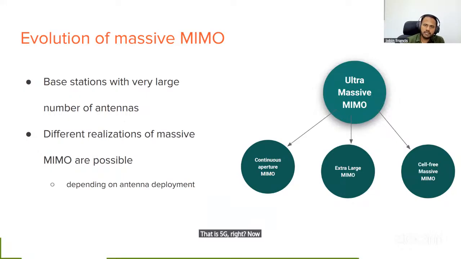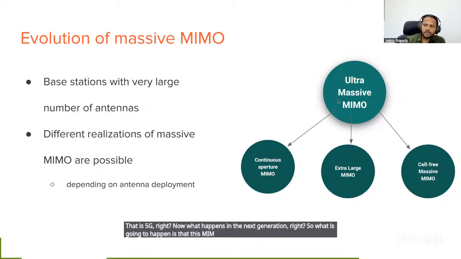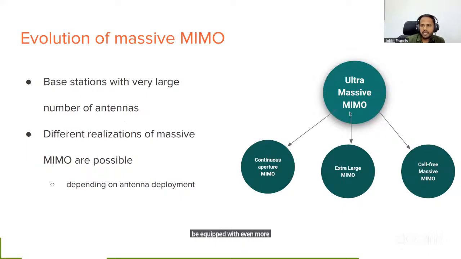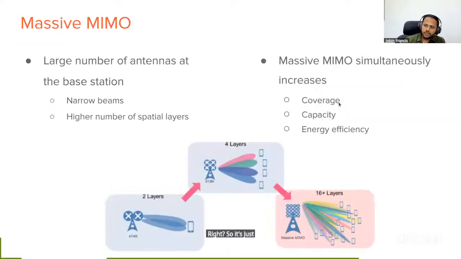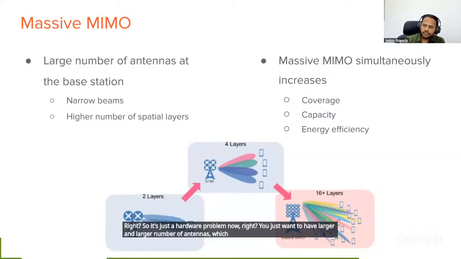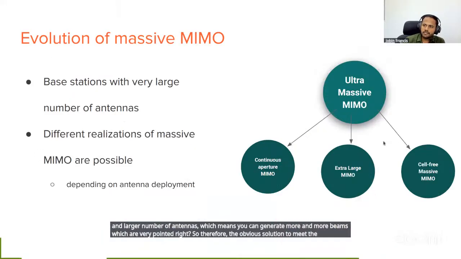Now what happens in the next generation, right? What is going to happen is that MIMO is going to be equipped with even more antennas, leading to what is known as ultra massive MIMO, right? So it's just a hardware problem now. You just want to have a larger and larger number of antennas, which means you can generate more and more beams which are very pointed, right? So the obvious solution to meet the 6G requirement is just to have more antennas, right?